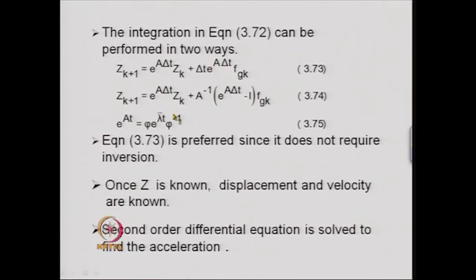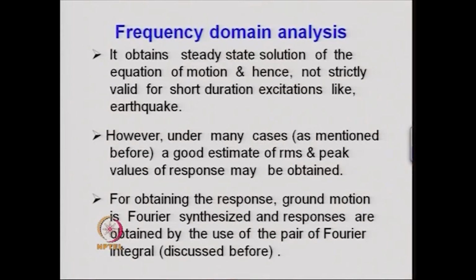Once you have obtained the values of z at a particular time station, that is the state of the system, x_k and x dot_k, then we go back to the second order differential equation, that is the original equation, and from there we obtain the value of the acceleration. Next, let us come to the frequency domain analysis.